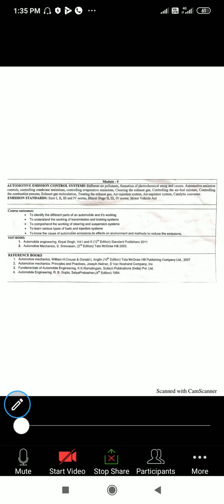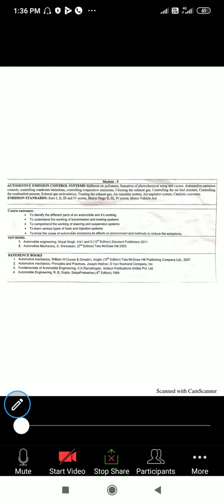In the emission control, evaporative emission, the vapor recovery systems and carburetor engines are there. Some of the different types are there, by which you can control the evaporative emission in the atmosphere. Then next is controlling the air fuel mixture, that is also you are going to study in this module. And next is controlling the combustion processes, that you are going to study.